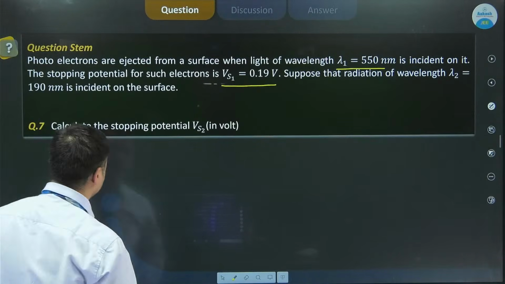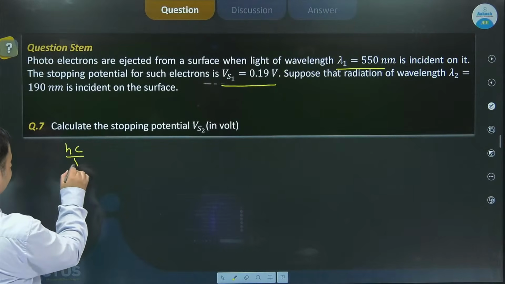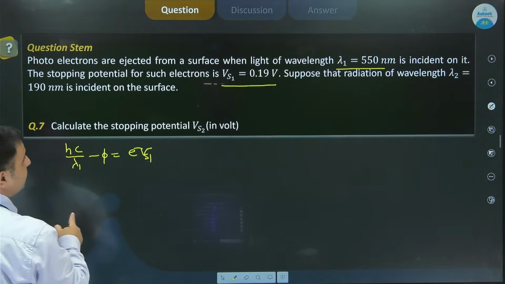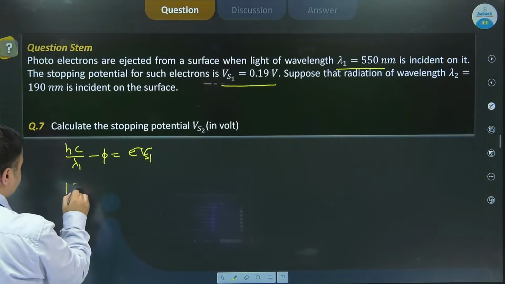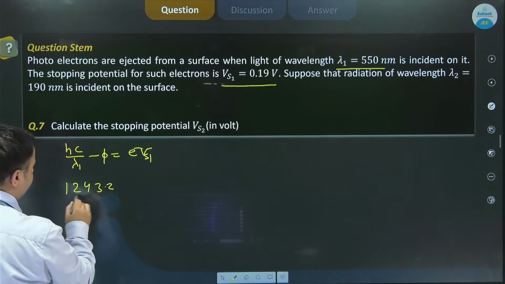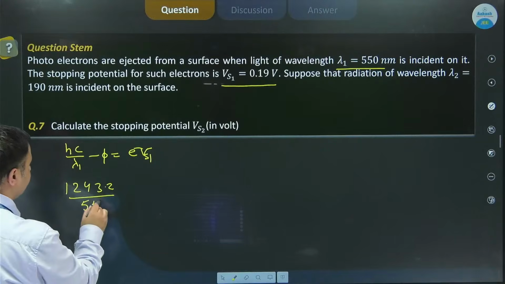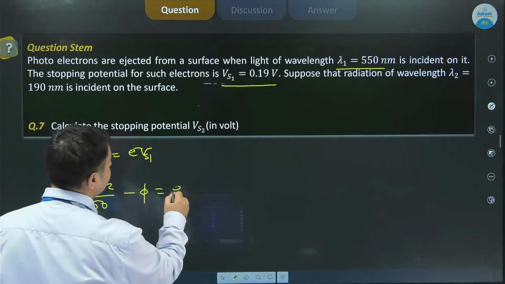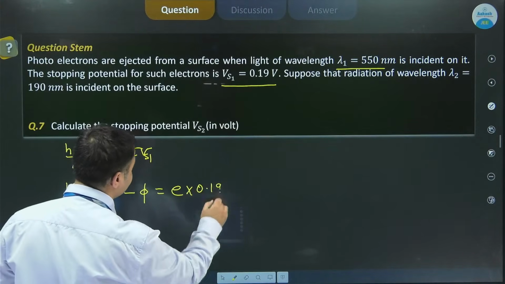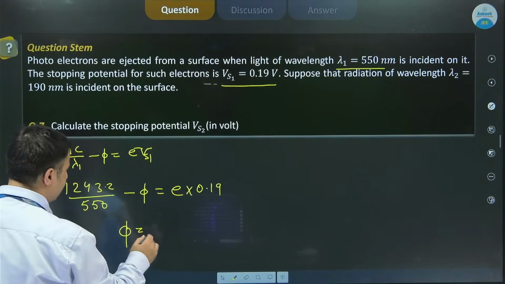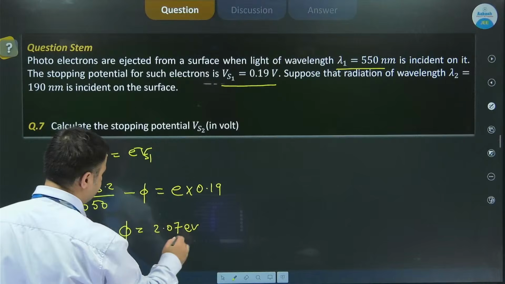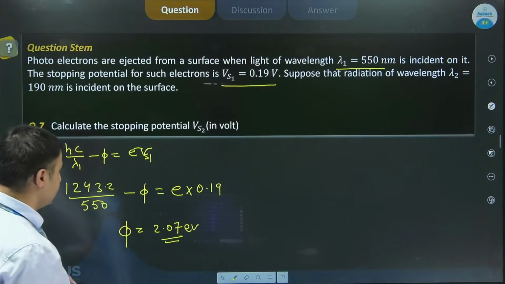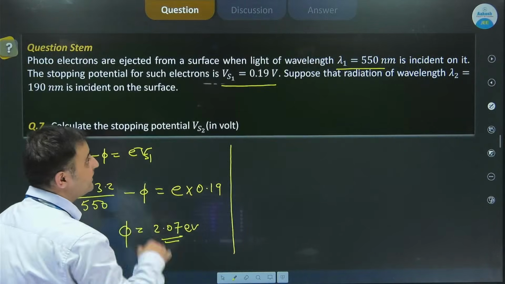So for the first case, we can write hc by lambda 1 minus phi is equal to e Vs1. So hc by lambda 1, so we can put the value of hc divided by lambda 1 is 550. So we changed it to eV minus phi is equal to e times Vs1, which is given as 0.19. So on solving this, phi will come out to be 2.07 eV. So this is the work function, and work function is independent of the incident light. So work function remains the same for the second case.